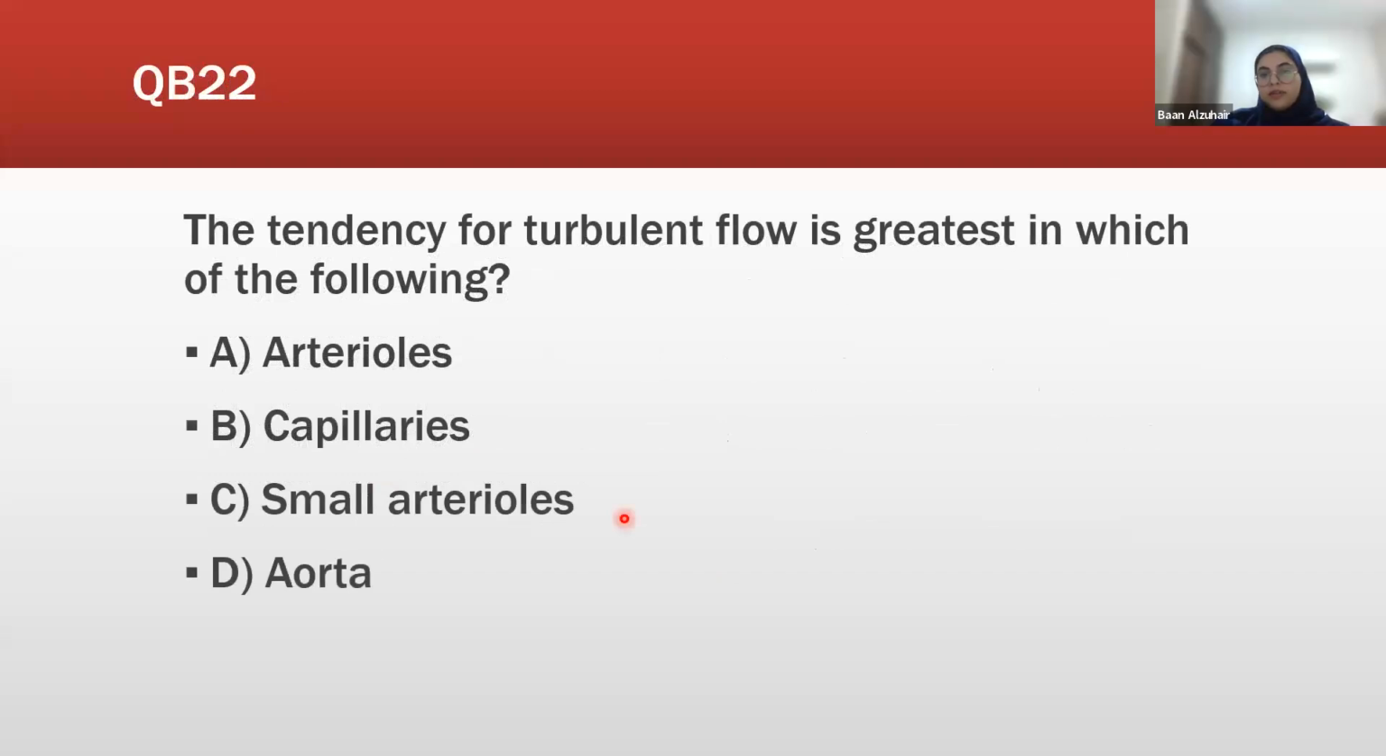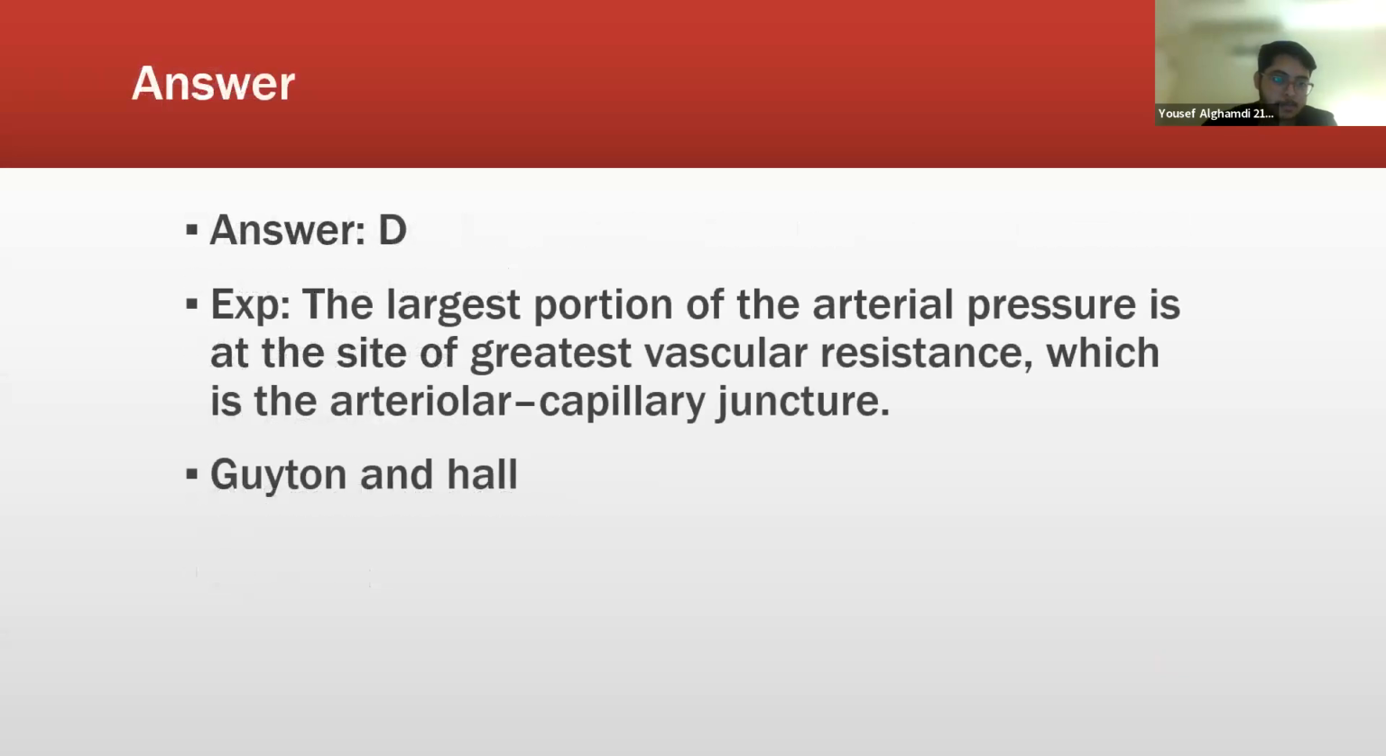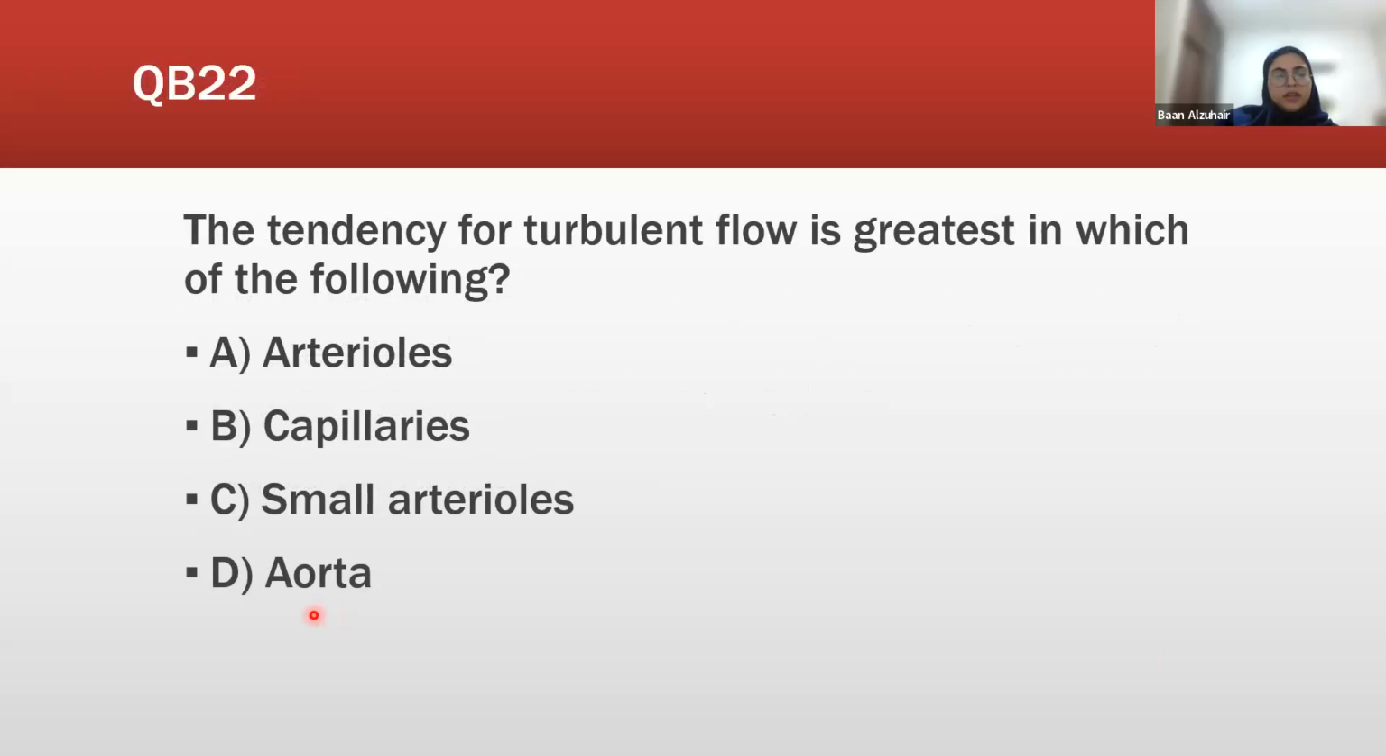The tendency for turbulent flow is greatest in which of the following? Okay, good. Yes, it is small arterioles. The aorta, you mean? No. The answer here is not correct on my slide. It's the largest portion. Yeah. It is D. On my slide, it's C. So yeah, it is D.